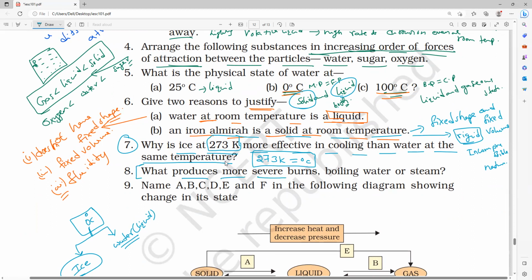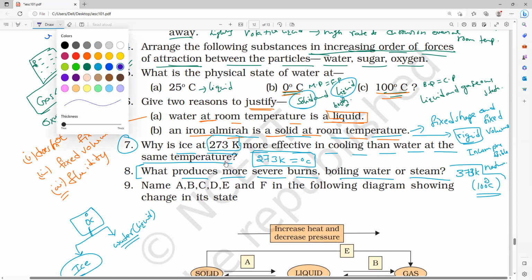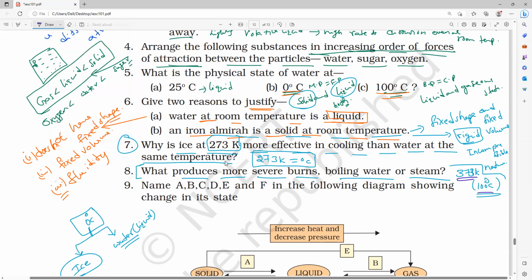What produces a more severe burn, boiling water or steam? Which will produce? Everybody? Boiling water, at what temperature? 373 Kelvin, or we can say 100 degrees Celsius. That is what it is.